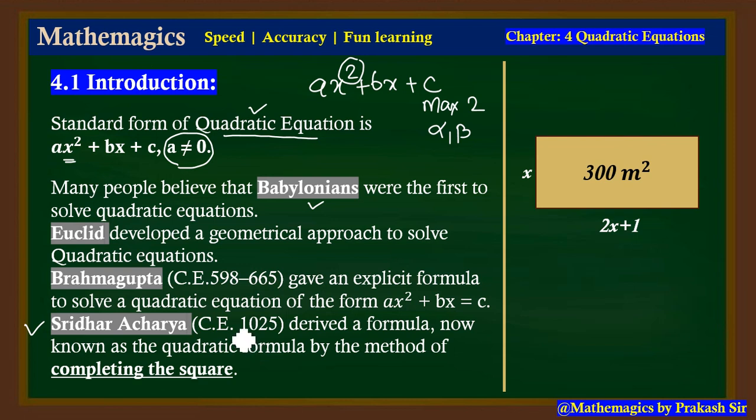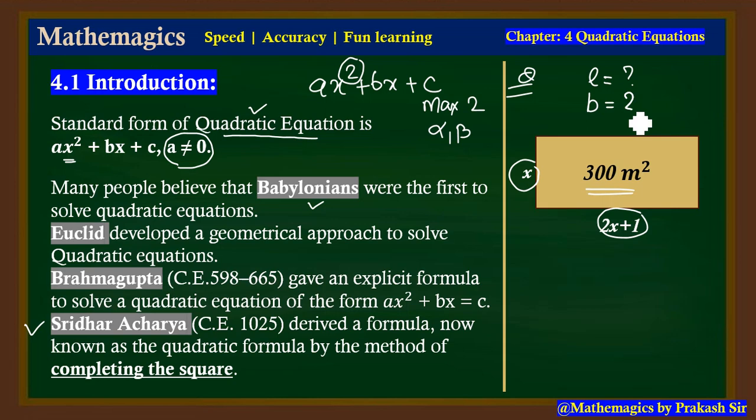The extracted result is called the quadratic formula, which we use to solve all the problems related to the quadratic equation. We already discussed a lot regarding the quadratic equation, but how the quadratic equation forms and where we are going to implement it, now it's time to understand. Here, dear friends, the question is given that it is a rectangular plot, and the area is equal to 300 meters square. Here the length is equal to 2x plus 1 and the breadth is equal to x. The question is asking what the length and the breadth are.